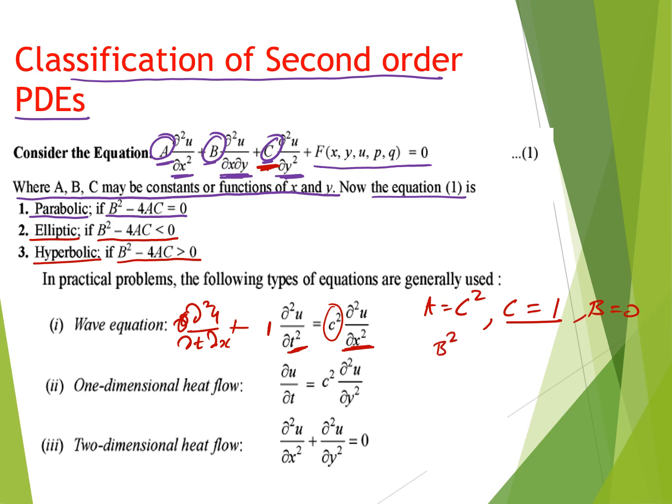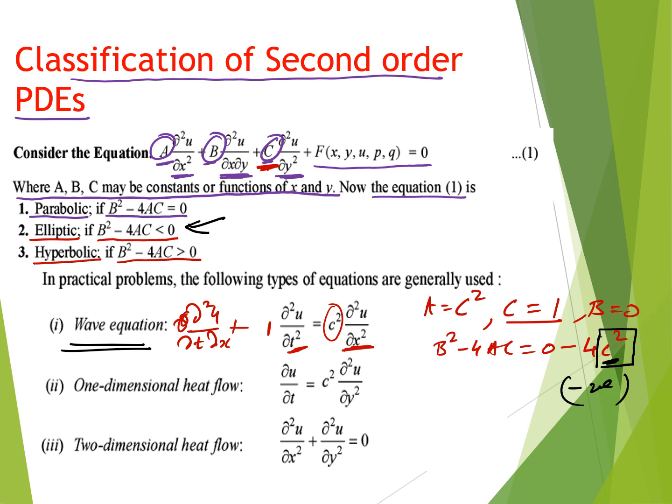So b square minus 4ac, that means 0 minus 4c square. Well, the c square is always positive. C square will always give you a positive value whether c is negative or positive, and multiplied with minus 4, the value is always negative. That means the wave equation lies in the negative region, that is elliptic. This equation is considered as elliptic by classification.